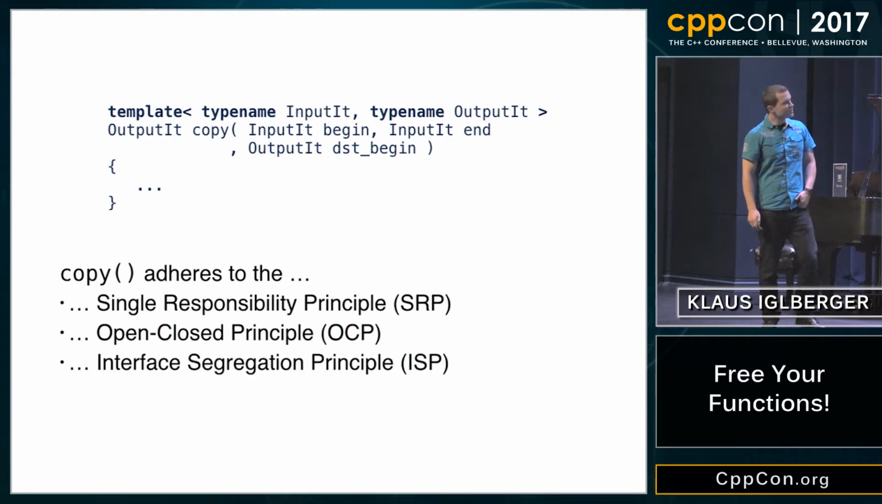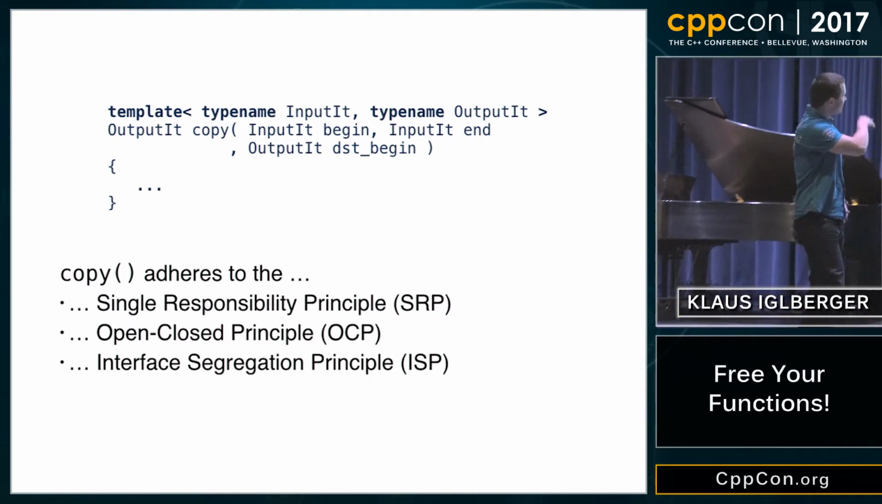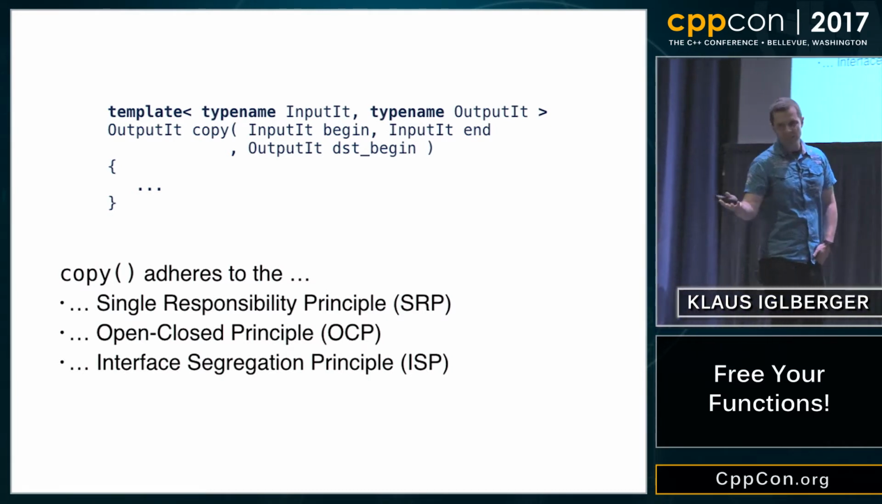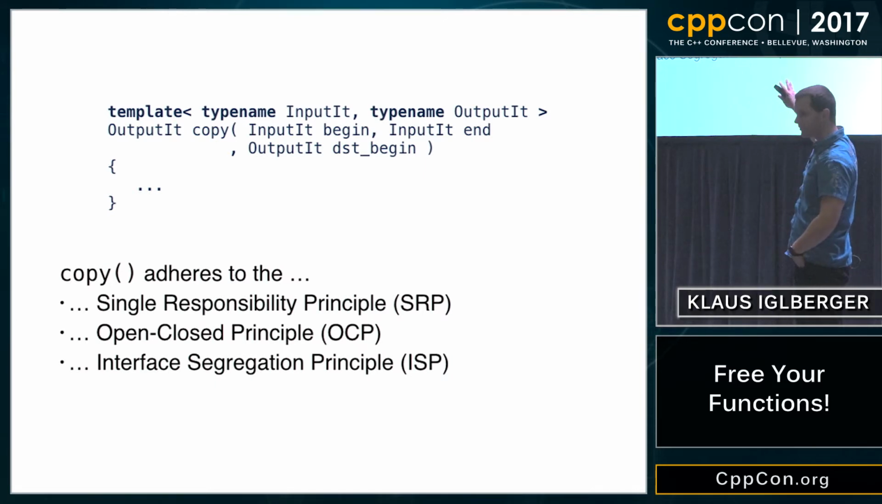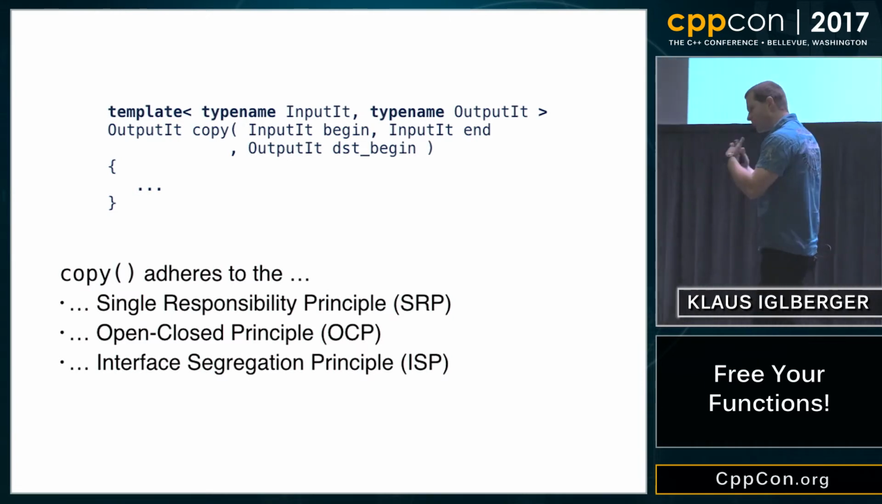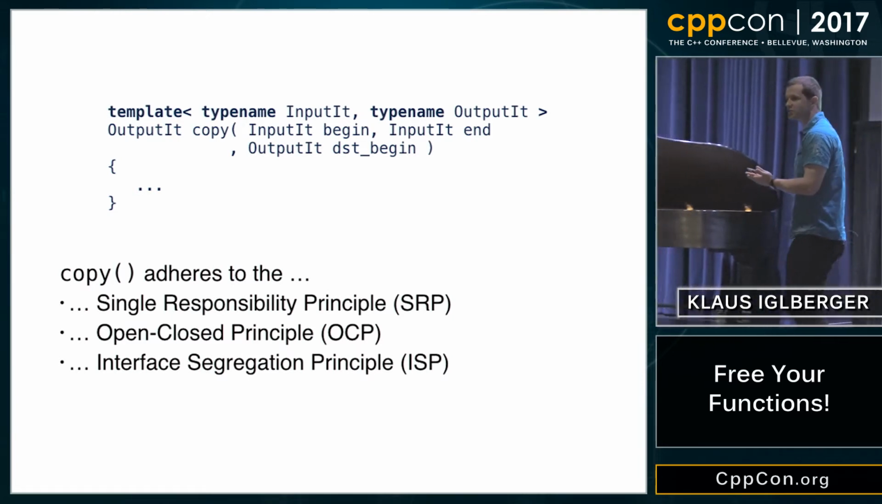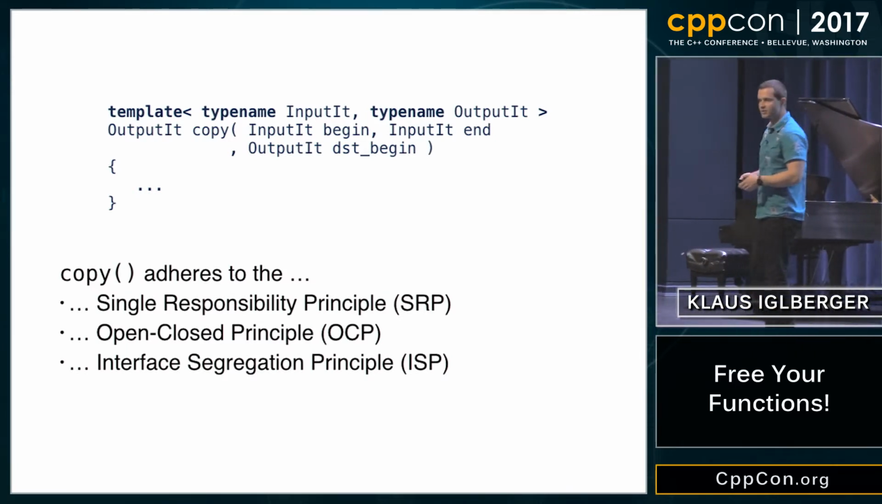It also adheres to the interface segregation principle. The name does not really give it away, but this is templates. There's no interface, but there's concepts. And the concepts in the copy function minimize the semantic requirements on your type. It's truly the minimum amount of operations that you need to provide in order to be able to use copy. This is adhering to the interface segregation principle.